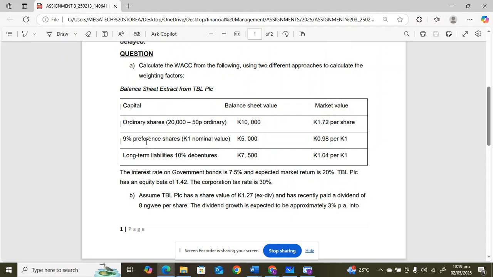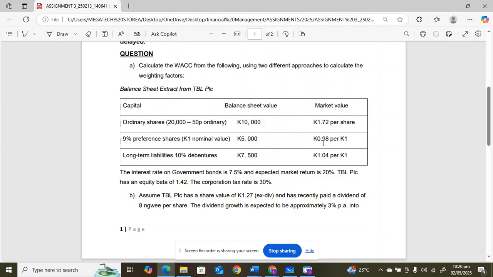Next, we've got preference shares. Okay, even preference shares, as we see here, one kwacha nominal value. This 9% is the dividend rate for the preference shares. Preference shares have got a fixed dividend rate, and as a preference shareholder, you're always entitled to dividends every year. Unlike an ordinary shareholder, some years you might not get paid dividends.